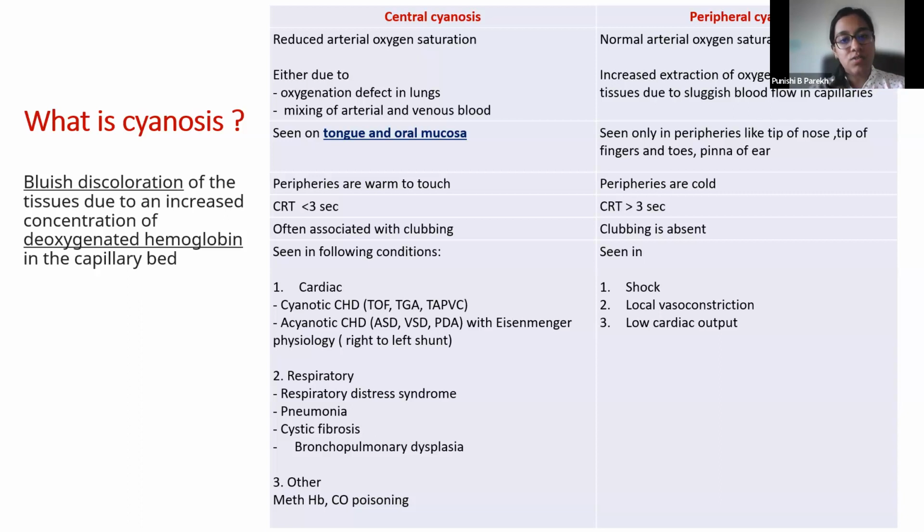Whereas peripheral cyanosis, on the other hand, has normal arterial oxygen saturation, but you see cyanosis because there's increased extraction of oxygen from the peripheral tissues because of sluggish blood flow. So because you have sluggish blood flow, there's going to be impaired perfusion. So you will have cold peripheries. The perfusion is going to be delayed. So CRT will be prolonged. So conditions where you see peripheral cyanosis: basically shock, decreased cardiac output, and local vasoconstriction.